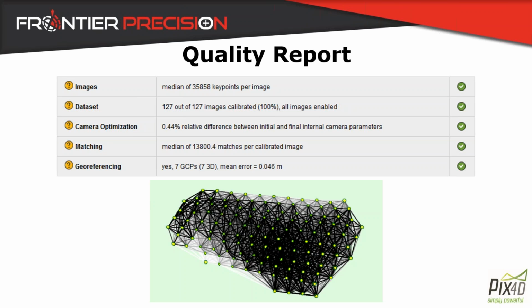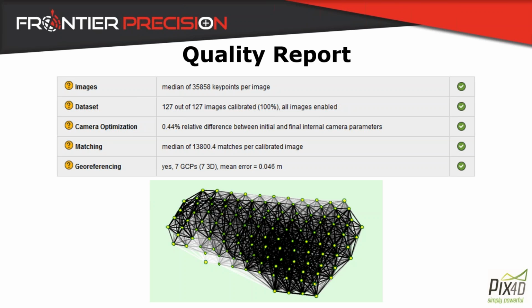The matching is basically saying that there is a median, or middle, of about 13,800 matches per image. That would be your automatic tie points, for example. And down at the bottom, you can see this project used 7 ground control points, all in 3D, and the mean error of all 7 points was about 4.5 centimeters. So everything looks pretty good here. If we're happy with it, we could then move on and process our deliverables.